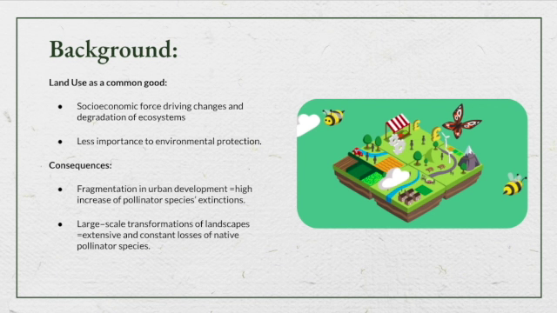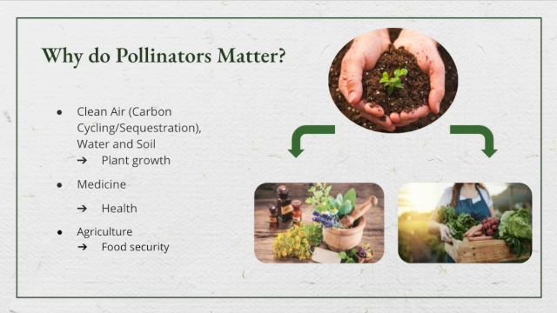Research has shown how the fragmentation in urban development is responsible for the high increase of pollinator species extinctions, and how large-scale transformations of landscapes are linked to extensive and constant losses of native pollinator species. Now, why does this matter? Why are pollinators so important?